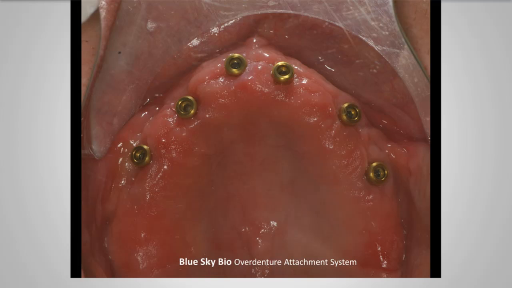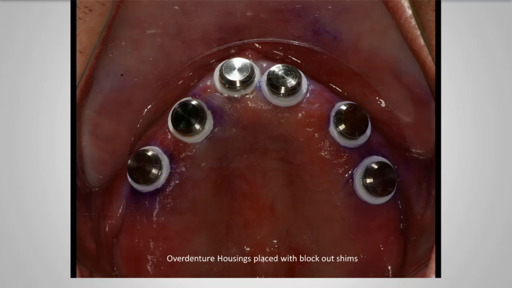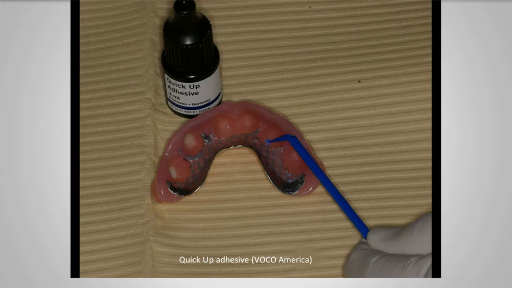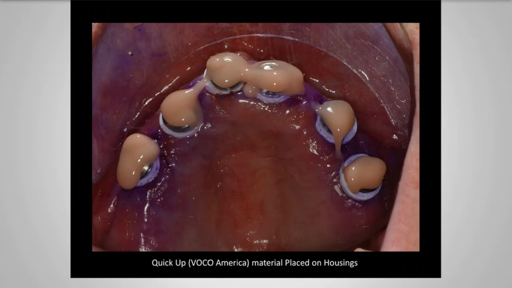In this particular case, we used the internal hex implants from Blue Sky Bio. We placed all these implants in the anterior region. They were 3.7 by 13. In the 2 posterior areas, they were 4.1 by 13. We placed taller healing caps and allowed this area to heal.